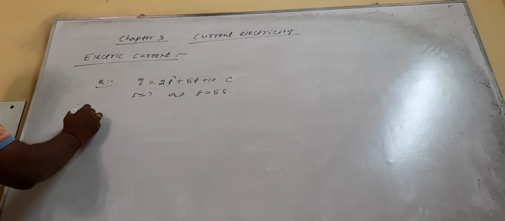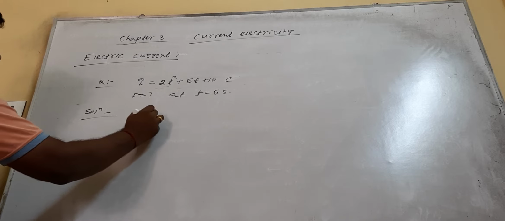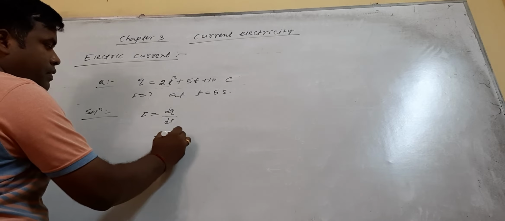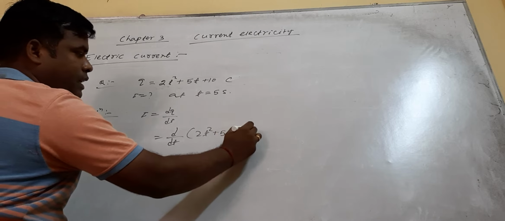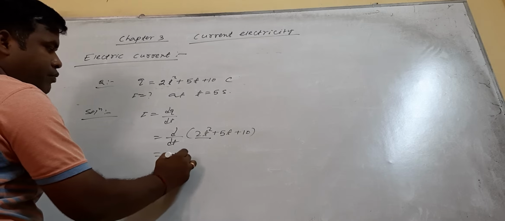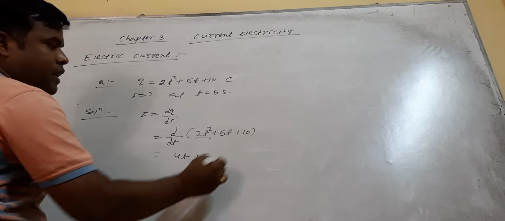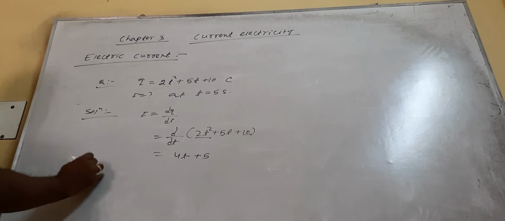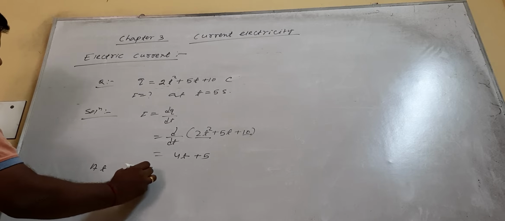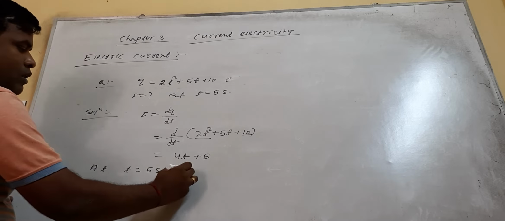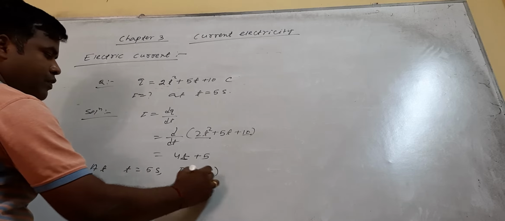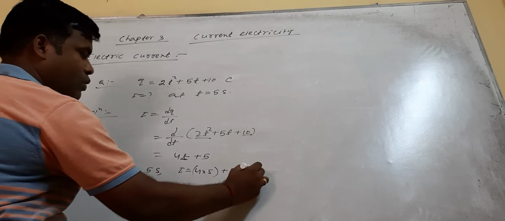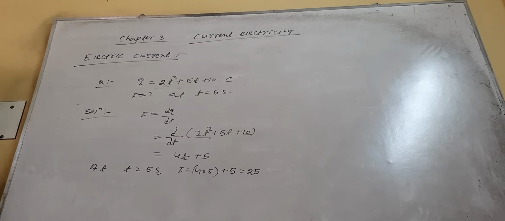As we know, I is equal to dq by dt. You take the derivative of this, d by dt of 2t square plus 5t plus 10, that equals, you know, its derivative is 4t plus 5, and the derivative of the constant is 0. At t is equal to 5 seconds, I is equal to 4 into 5 plus 5, that equals 25 units.